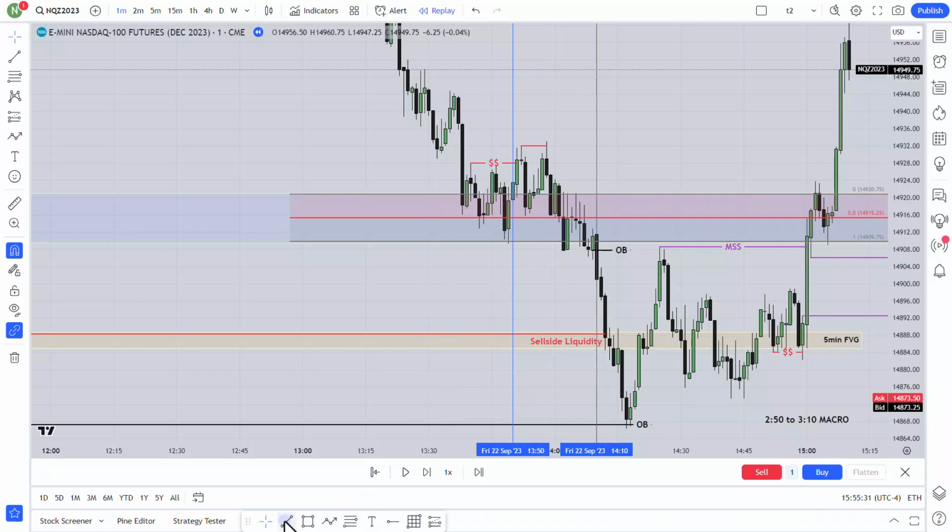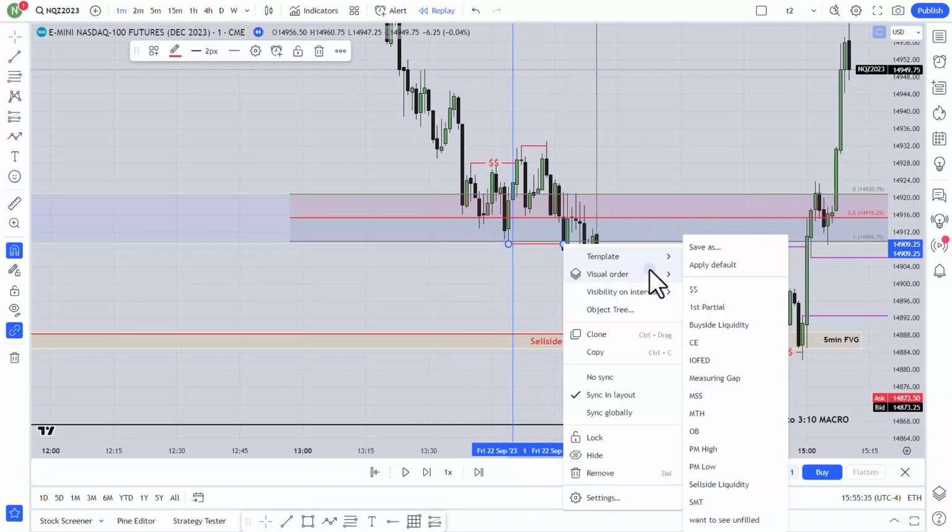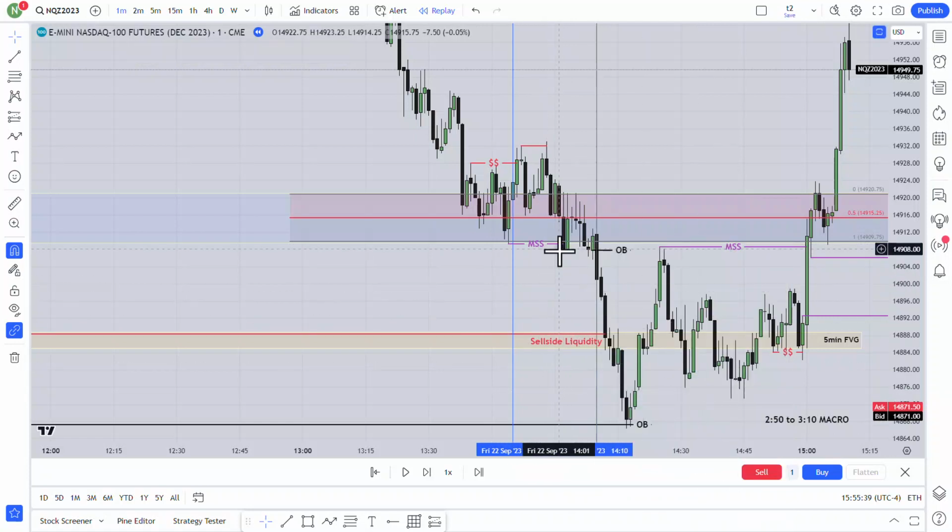I saw this market structure shift, and this candle closed below this fair value gap. Then I marked the consequent encroachment. Then I was watching all of this move. Can it break? Can it close above the consequent encroachment? It failed. You see, none of the candles closed above the consequent encroachment. Then it breaks lower again.